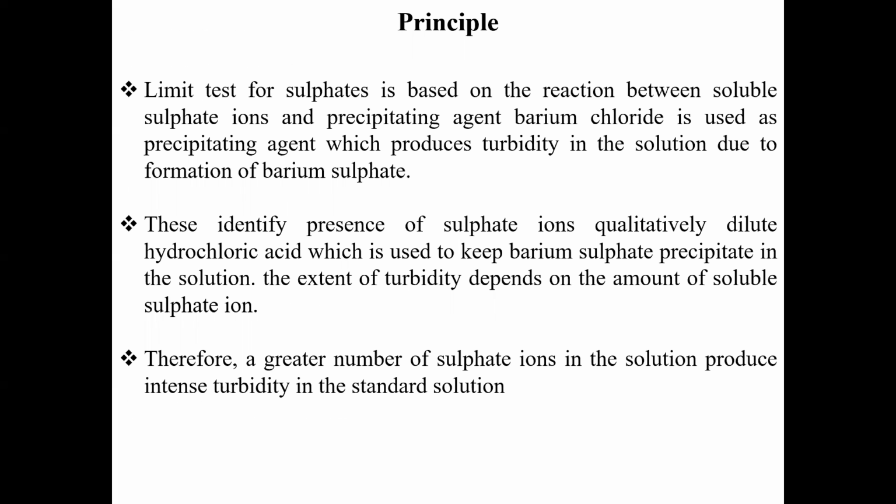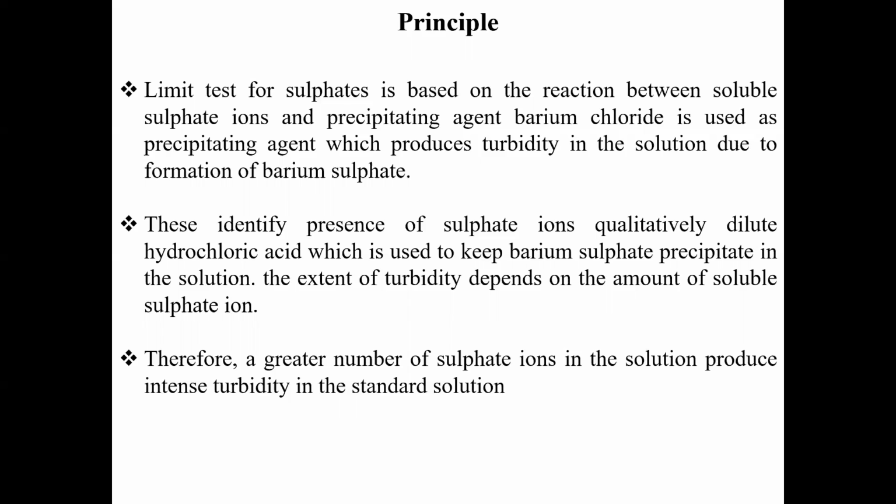So coming to the principle involved in the limit test for sulfate. The limit test for sulfate is based on the reaction between soluble sulfate ions and the precipitating agent, that is barium chloride. So barium chloride is used as a precipitating agent which produces turbidity in the solution due to formation of barium sulfate. So when barium chloride comes in contact with soluble sulfate, it converts into barium sulfate precipitate. And this identifies the presence of sulfate ions qualitatively.